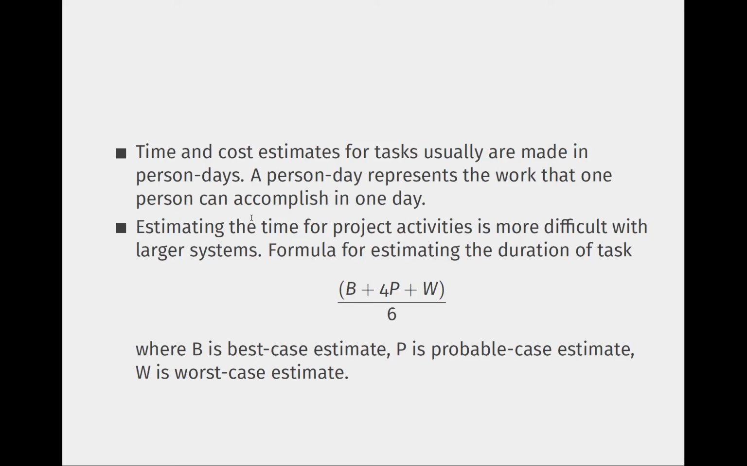Now, when you talk about estimating time, we have to see how we actually calculate the estimation. So this is what we were doing. In this case, we have the best case estimate, 4 times the P, which means the probable case estimate, and W is the worst time estimate. Then you add these up and divide by 6. So you get a measurement for the project activity.